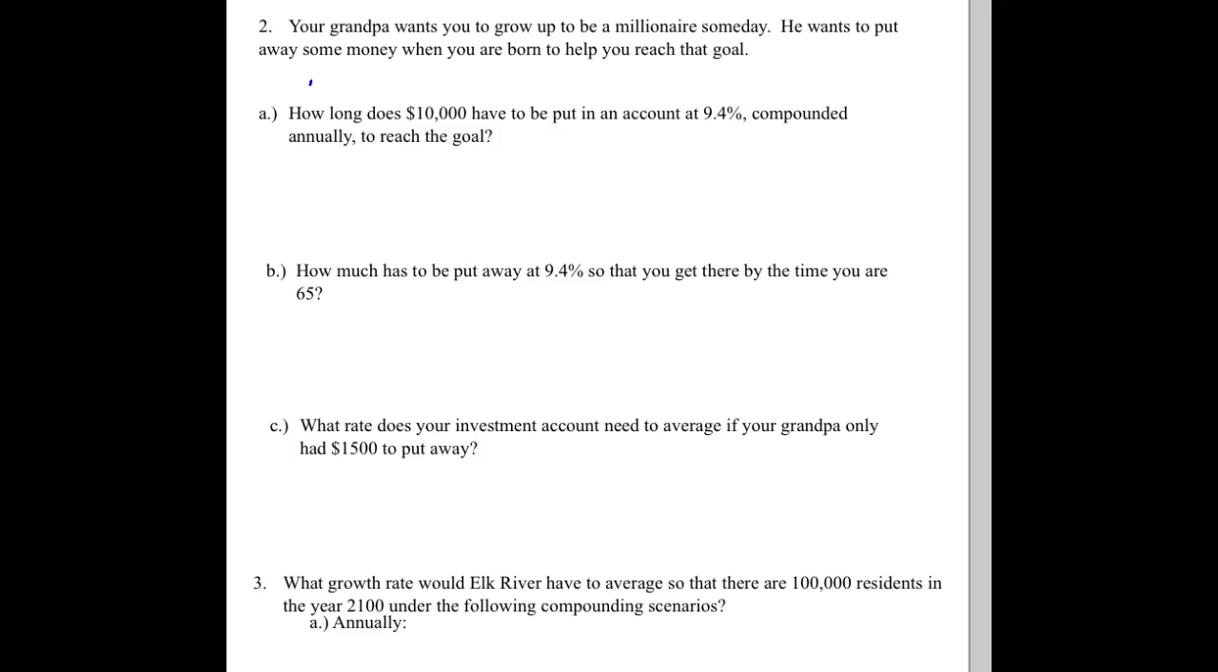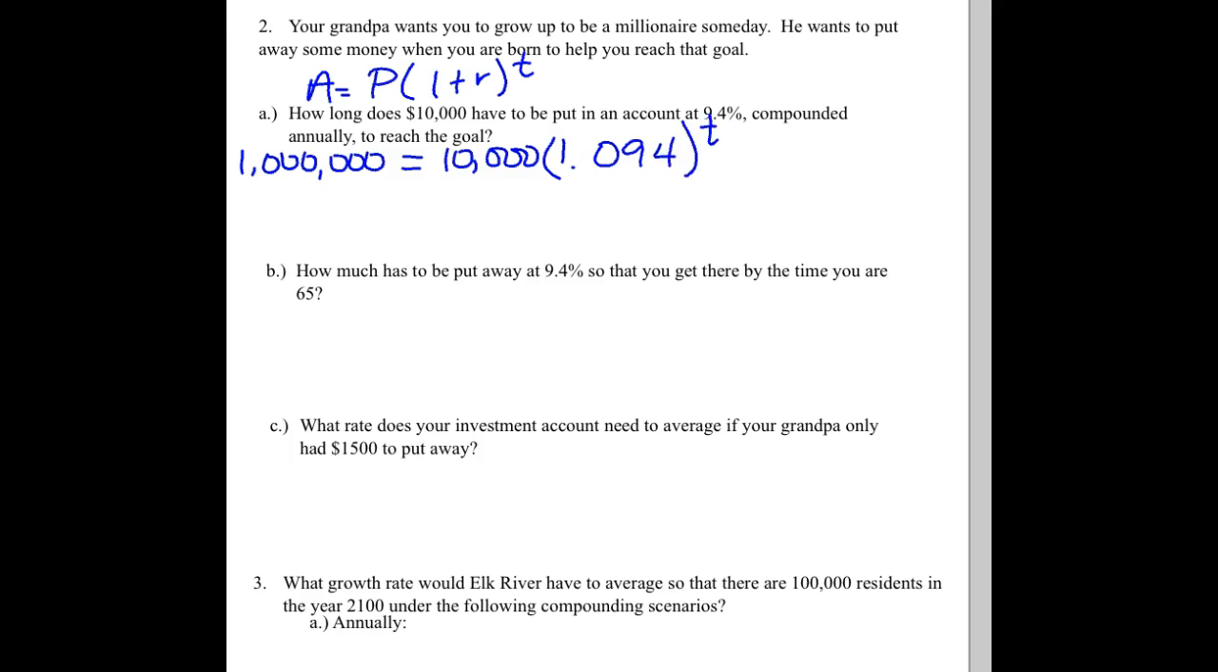Okay, so we're going back to this one, where we don't have to worry about n. All right, how much do we want for a final? He wants us to be millionaires. How many zeros are on a million? Okay. We start with 10,000 being invested. We're earning 9.4%. So what's going to go in parentheses? 1.094.